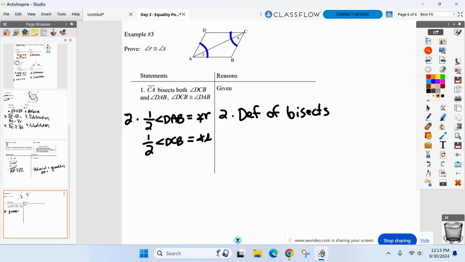What did we know about DAB and DCB? Again, just to refresh everyone's memory. DAB and DCB? Congruent. I'm taking half of them, so whatever those halves are, which is R and S, they've got to be congruent to each other. And this is how it ends. Halves of equal quantities are equal.